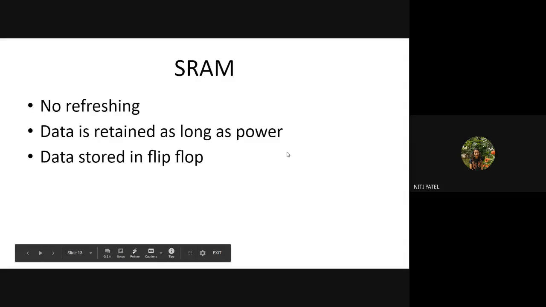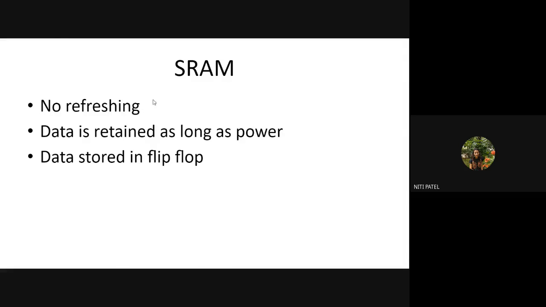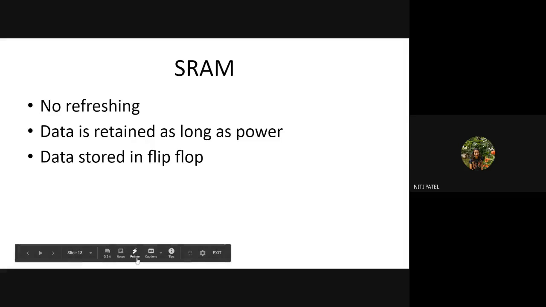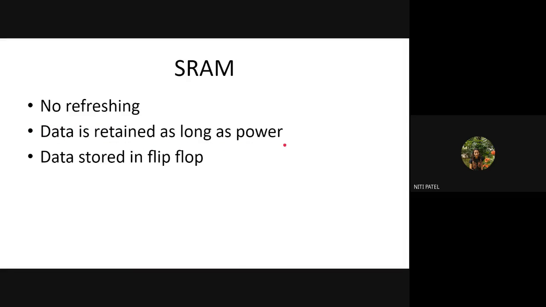So now we have seen SRAM where the data is stored in flip-flop. What is written is, we have four transistors which are cross-coupled and give the effect of the flip-flop. We have two more transistors which just do the function of selecting the address lines. So what is told in SRAM? We do not require any kind of refreshing. Data is retained as long as there is power, and the data is stored in flip-flop. So we have seen how the data is stored in flip-flop.